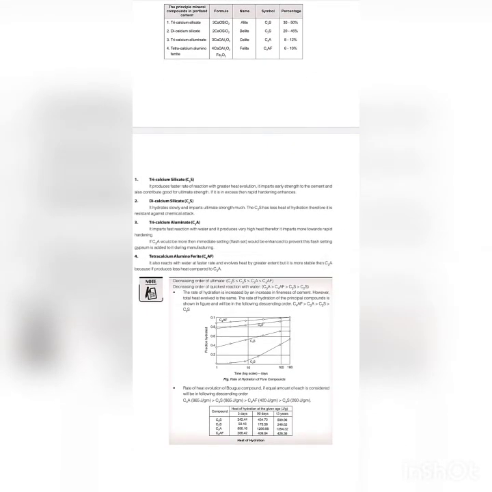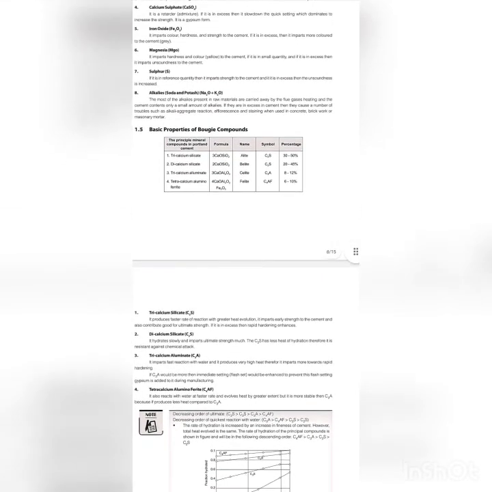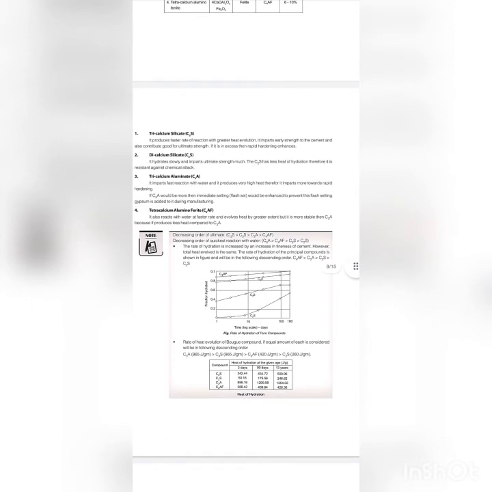Now we can see the properties of these compounds. First one is tricalcium silicate, C3S. It produces a faster rate of reaction with greater heat evolution. It imparts early strength to the cement and also contributes to ultimate strength. If it is in excess, then the rapid hardening is enhanced. Dicalcium silicate, C2S. It hydrates slowly and imparts ultimate strength much. The C2S has less heat of hydration, therefore it resists chemical attack.